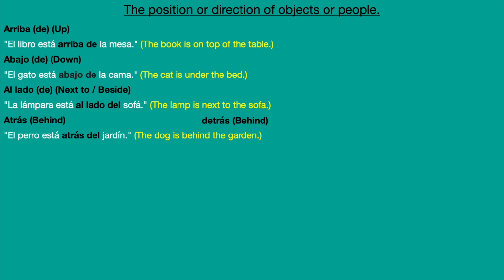Jardín again is masculine. You will say el jardín. So you are not going to say atrás de el jardín. You're going to say atrás del jardín. The dog is behind the garden.